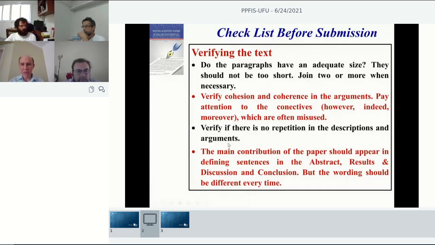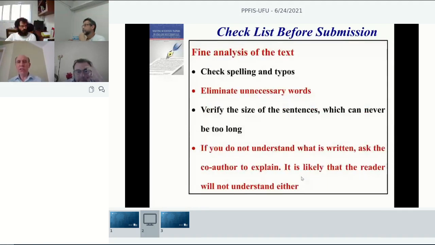And now some finer points of the text. Check spelling, the limit and unnecessary words. Verify the sentences. If the sentences are too big, you should cut them. And then, this is very important.